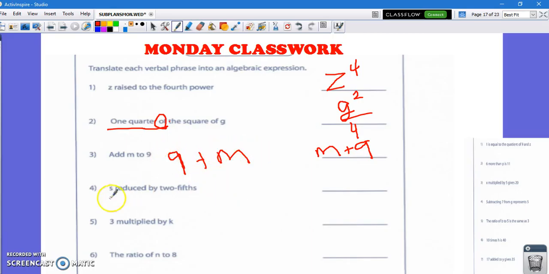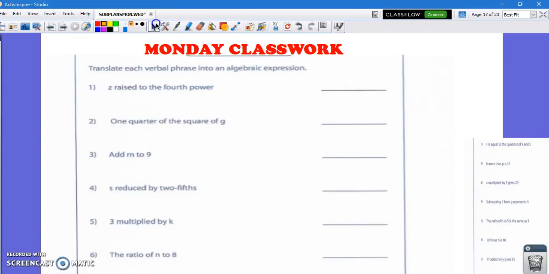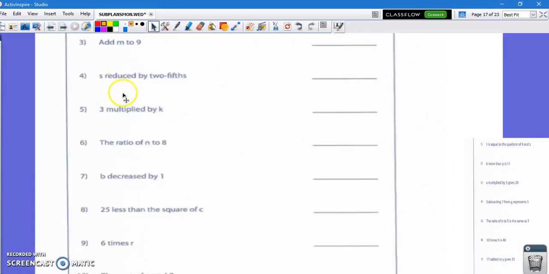Add m to 9. Okay? Actually, either one of these I would count as correct. Number 4, s reduced by 2/5. All right, another funny fraction one. S reduced. What does reduce mean? Subtract it. Reduce by 2/5. So I have s subtract what? 2/5. You can hear that as a fraction. 2/5.